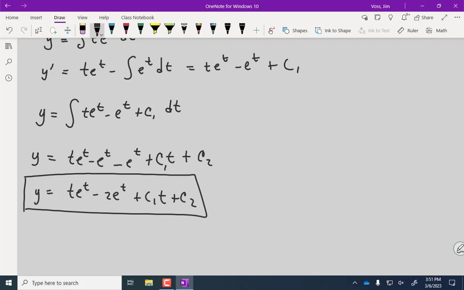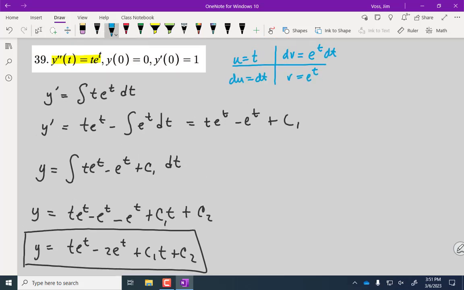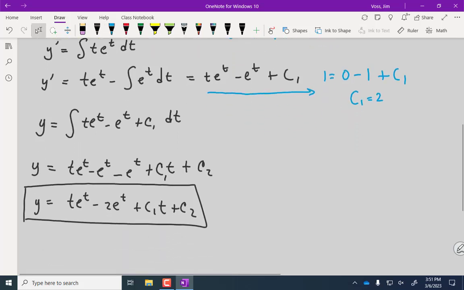Now let's resolve our constants. So resolving the first constant, let's look here. y prime is 1 when t is 0. So 0 minus 1 plus c1. So that tells us that c1 is positive 2.